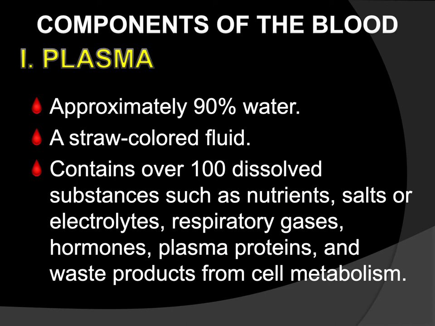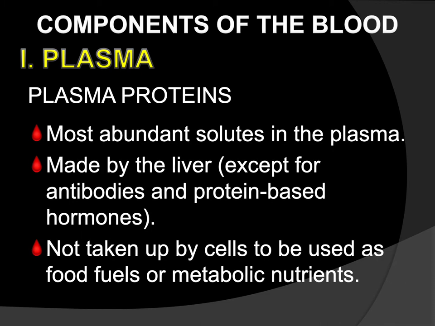The plasma is mostly water. It's approximately 90% water. It's a straw-colored fluid, and it contains over 100 substances. These include nutrients, salts or electrolytes, the gases, the hormones, the plasma proteins, and waste products from cell metabolism. The plasma proteins are the most abundant solutes in the plasma. They are made by the liver, except for the antibodies and the protein-based hormones.